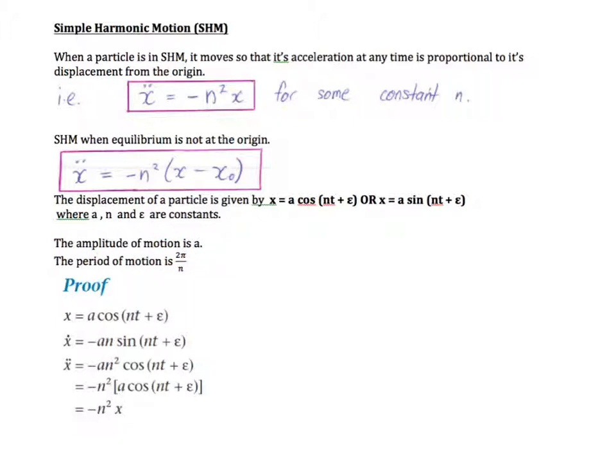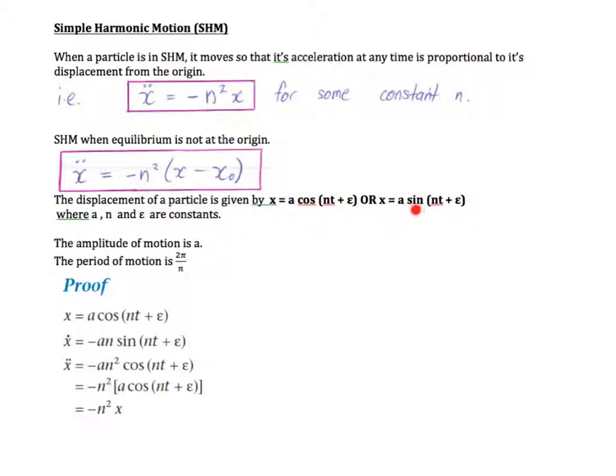So if we did the proof, starting with x equals a cos(nt plus epsilon), differentiating that, you get this one. Differentiating again, you get the acceleration, and then just rearranging it so that you get negative n squared out, and then you can see a cos(nt plus epsilon) is what the displacement is, so just replacing that there. So then you can see that the acceleration equals negative n squared x.